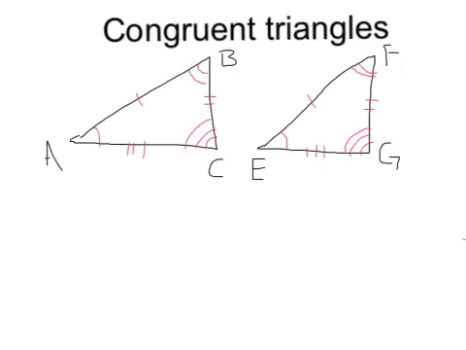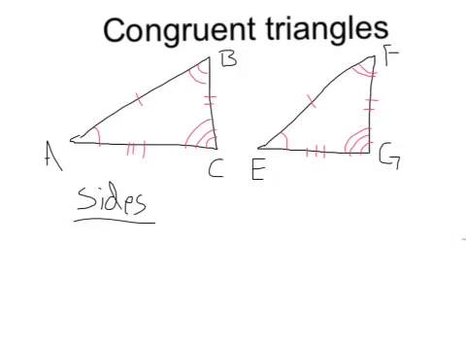All right, we're going to be talking about congruent triangles. Congruent triangles are two triangles that have the exact same angle measurements and the exact same side lengths. So basically, two triangles that are exactly the same size. And some problems might be asking you to name the corresponding sides of two congruent triangles.